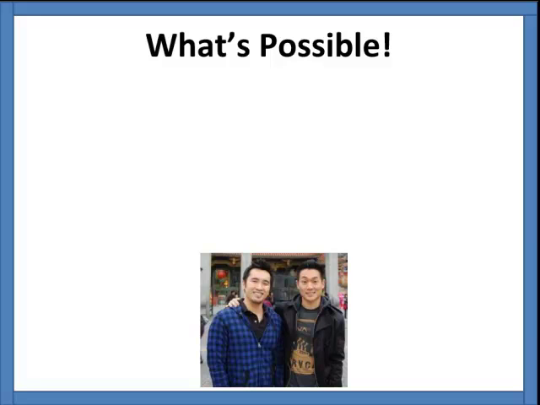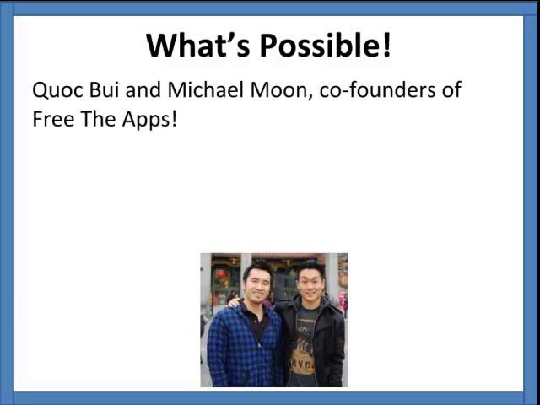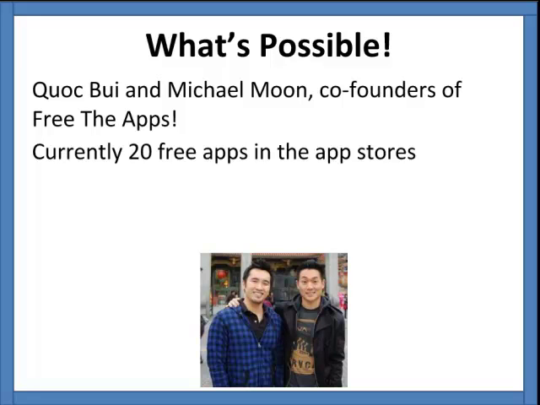On the screen, you see a couple of young guys there. This is Kwok Bui and Michael Moon. They're co-founders of a little company, and I emphasize little because it's just the two of them, co-founders of a little company called Free the Apps. And what they've been able to do is they've generated over the past couple of years 20 free apps that they have out in the app stores.